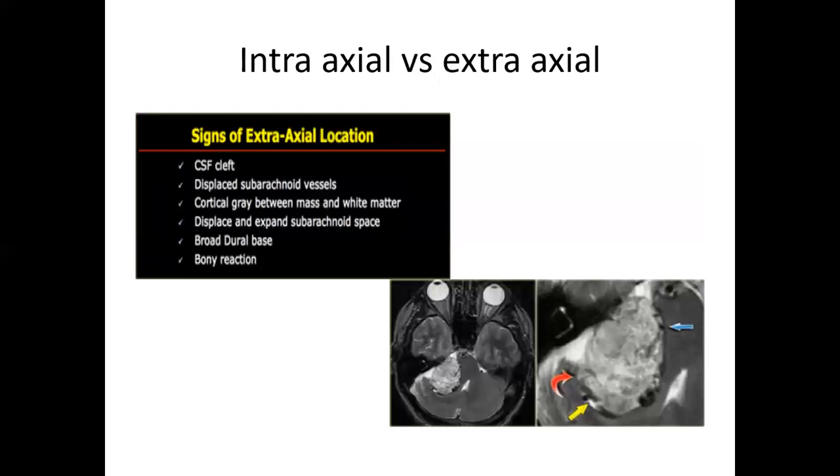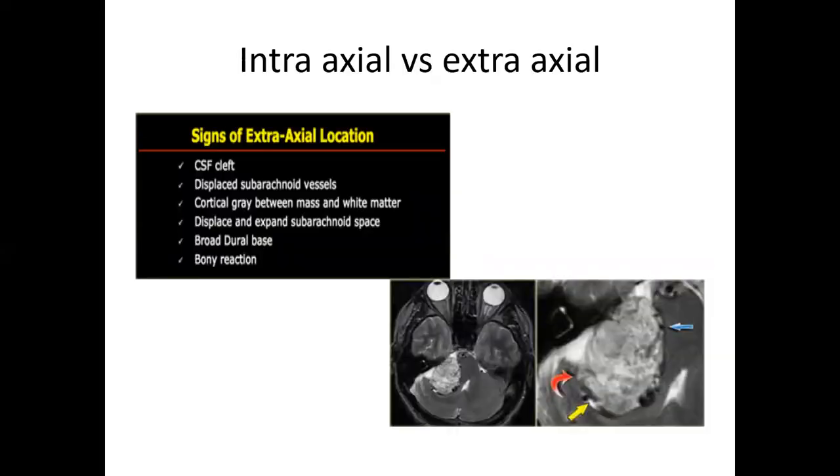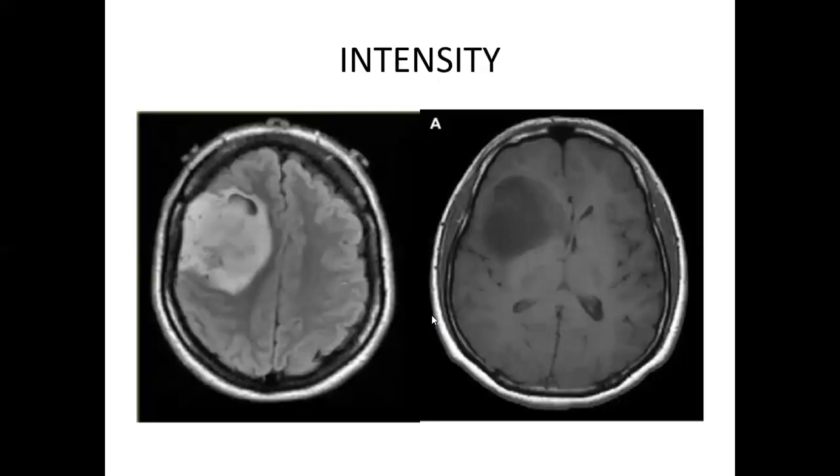Intraaxial versus extraaxial: you have to tell about this. Mostly extraaxial lesions in the brain are schwannomas and meningiomas. If you can see, this is called a CSF cleft. The CSF cleft is a picture of extraaxial origin. We can tell it is an extraaxial meningioma, or we can get a parenchymal lesion.